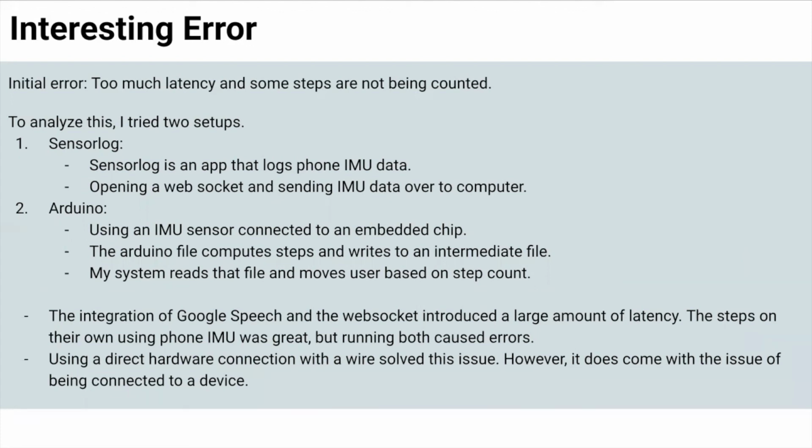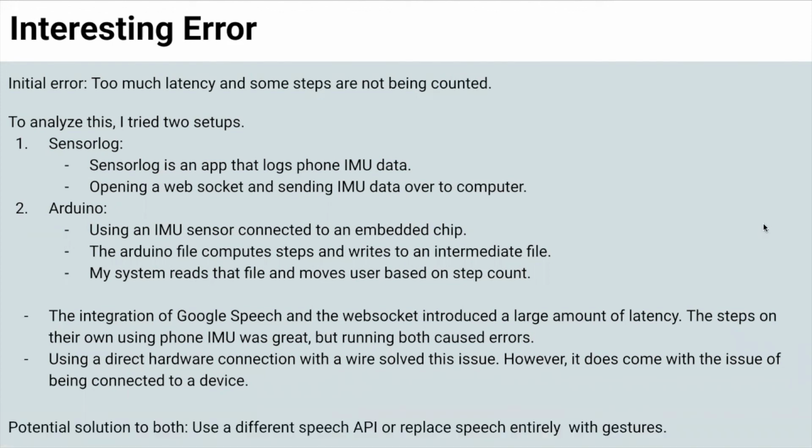So moving to a direct hardware connection did solve this issue, but now you're physically connected to the device, which is not great. So I guess a potential solution to both would be to use a different speech API or replace speech entirely with gestures and still use the phone IMU.